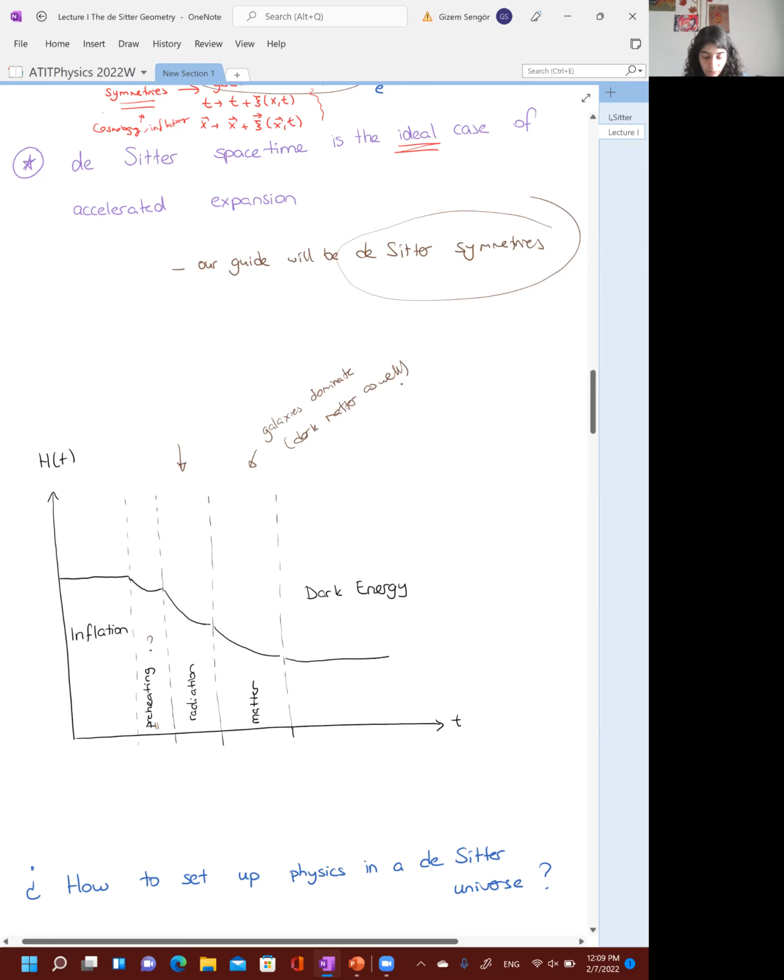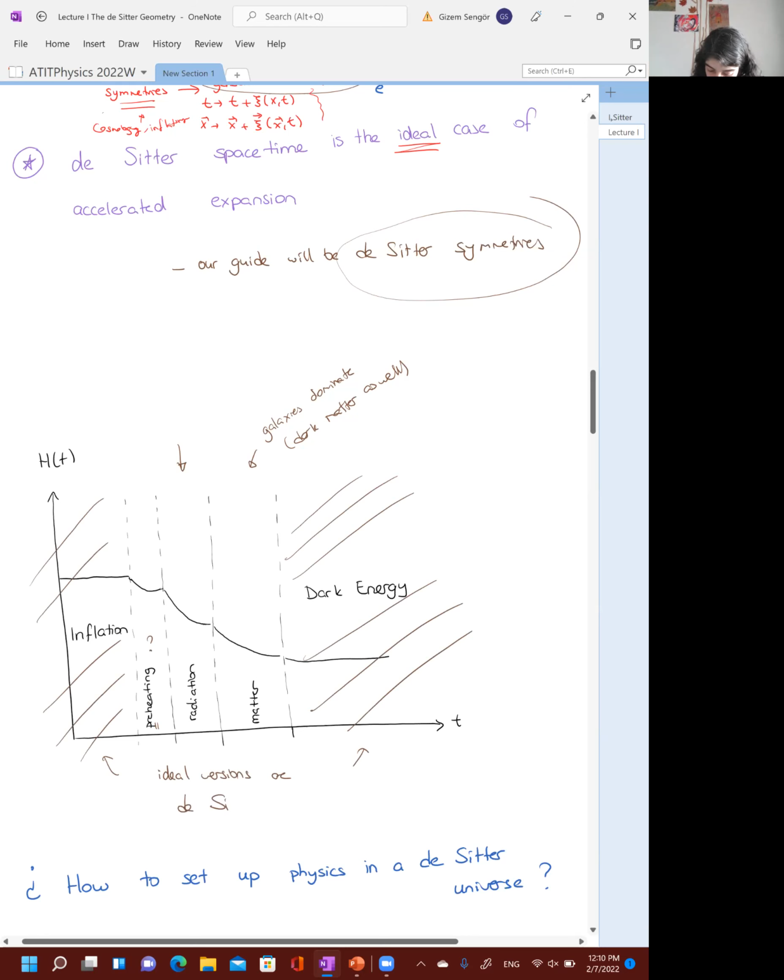And then through observations, it turns out that today, again, our universe is undergoing an epoch of accelerated expansion. We don't know what causes this accelerated expansion, so we call it dark energy. So there are two epochs of accelerated expansion, one in the early universe, one in today's universe. And for both of these, the ideal versions are the de Sitter universe.